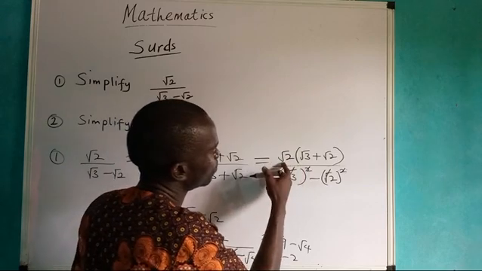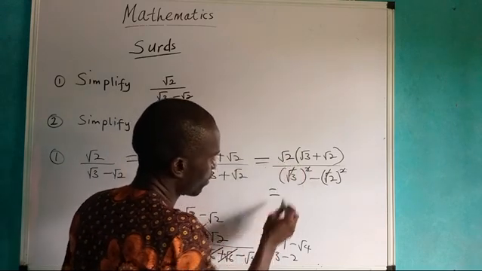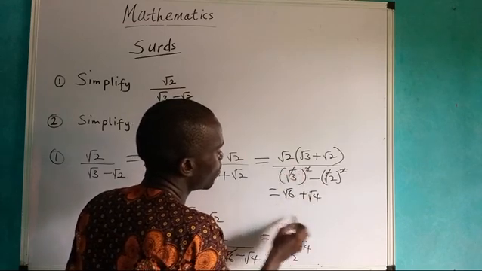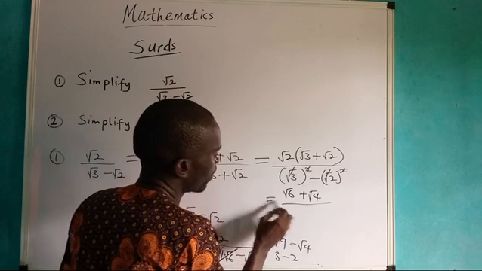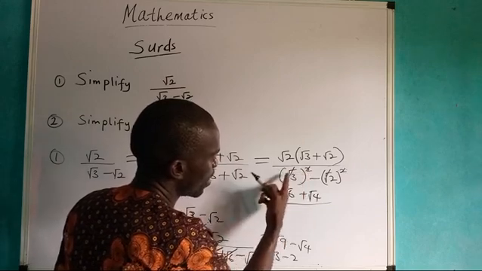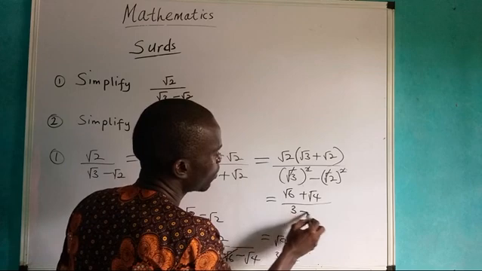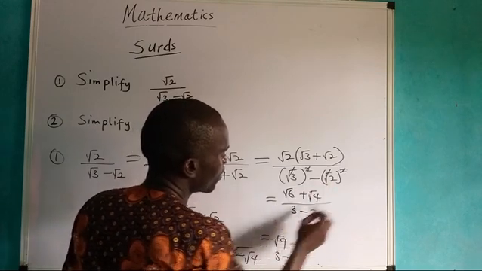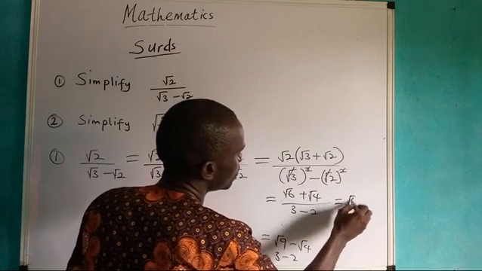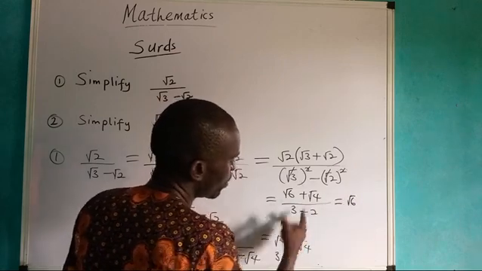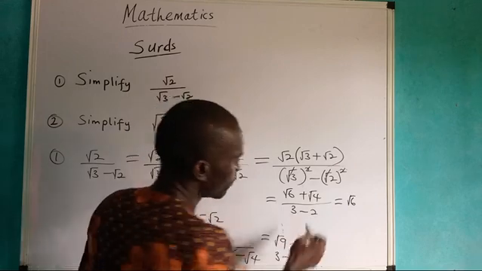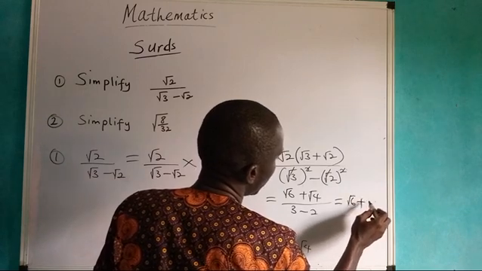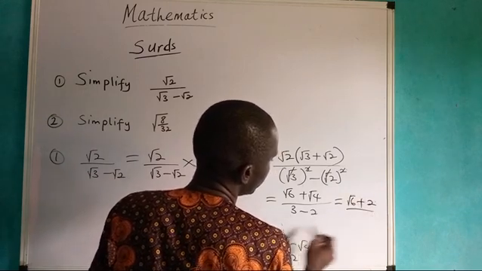I will now say root 2 times root 3, because this is root 2 times root 2, I am going to have root 4, all over. Now, don't forget, the square here has already cancelled the root, it becomes 3. The square here has also cancelled the root, it becomes 2. At that point, we are going to have root 6. Root 4 is a perfect square, a rational number, it becomes 2. Root 4 is going to be 2, all over 3 minus 2, which is going to be 1.